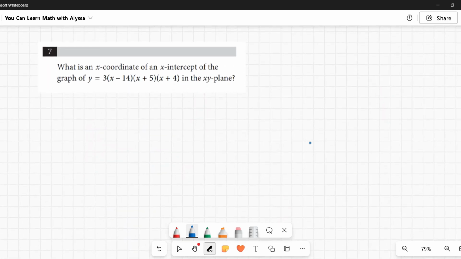Number 7, what is an x-coordinate of an x-intercept of the graph of y equals 3 times (x minus 14) times (x plus 5) times (x plus 4) in the xy plane? You do not have to put this into your graphing calculator. You do not have to distribute it. In fact, I would highly recommend you don't do either of those things.